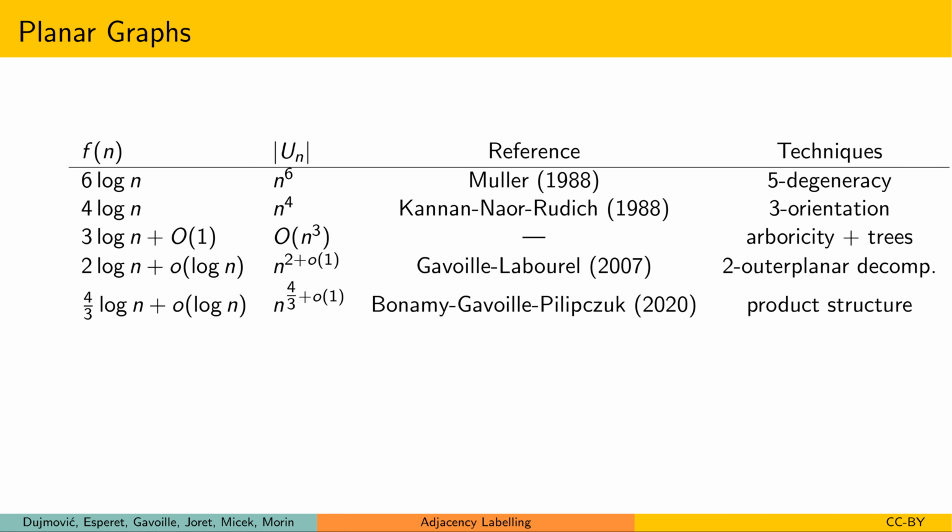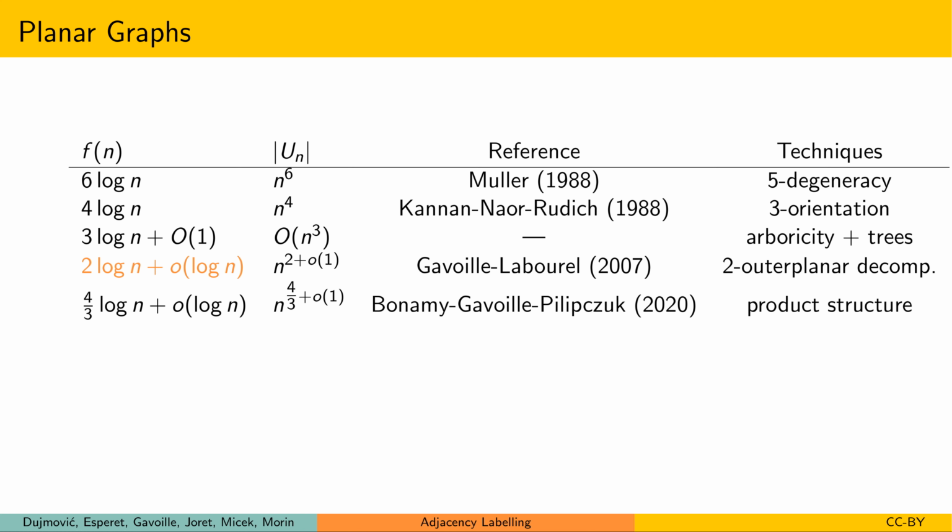Work on adjacency labeling schemes for planar graphs goes back at least to 1988. Muller's thesis describes a 6 log n bit labeling scheme based on the fact that planar graphs are 5-degenerate. In a seminal 1988 paper, Kannan, Naor, and Rudich describe a 4 log n bit labeling scheme based on the fact that the edges of a planar graph can be oriented so that the maximum out-degree of any vertex is 3. The fact that the edges of any planar graph can be partitioned into 3 forests, along with the optimal labeling scheme for forests, implies a 3 log n plus O(1) bit labeling scheme for planar graphs.